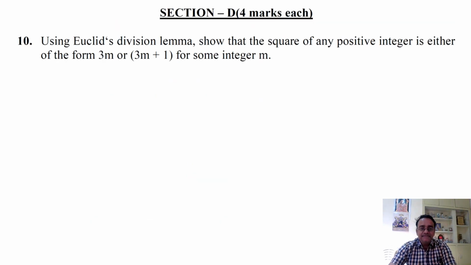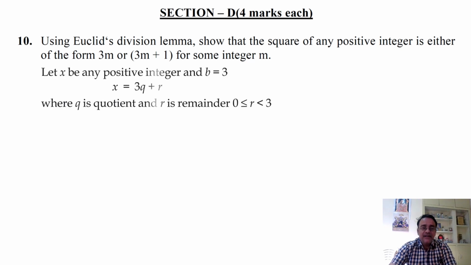So number 10. Using Euclid's division lemma, show that the square of any positive integer is either of the form 3m or 3m plus 1, for some integer m. So we'll take let x be any positive integer and b is equal to 3.